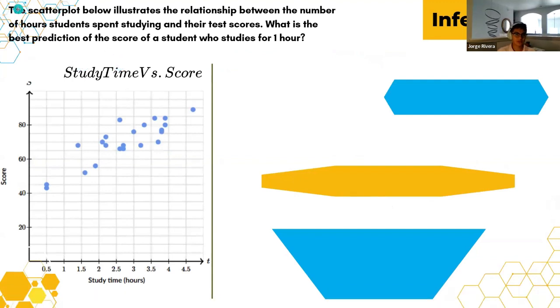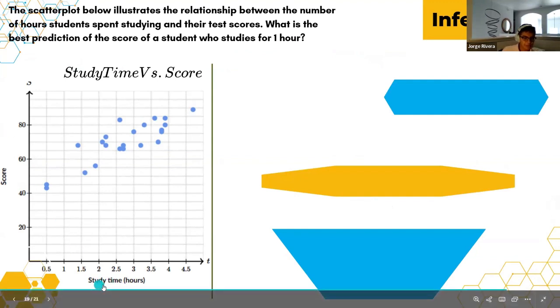So here we have another scatter plot. The scatter plot below illustrates the relationship between the number of hours students spent studying and their test scores. What is the best prediction of the score of a student that studies for 1 hour? So here we have the independent variable, which is the study time. And here we have the dependent variable, that is the score, right?